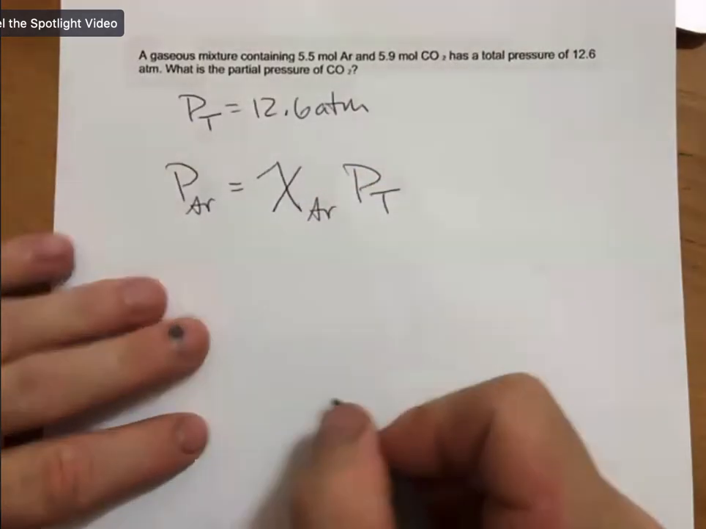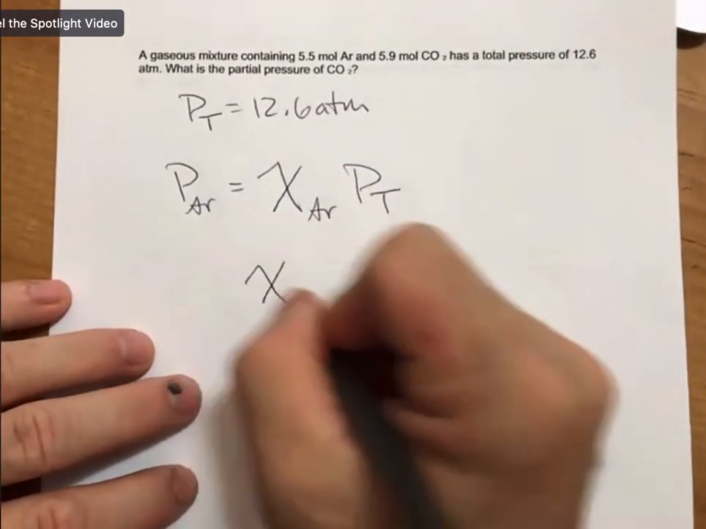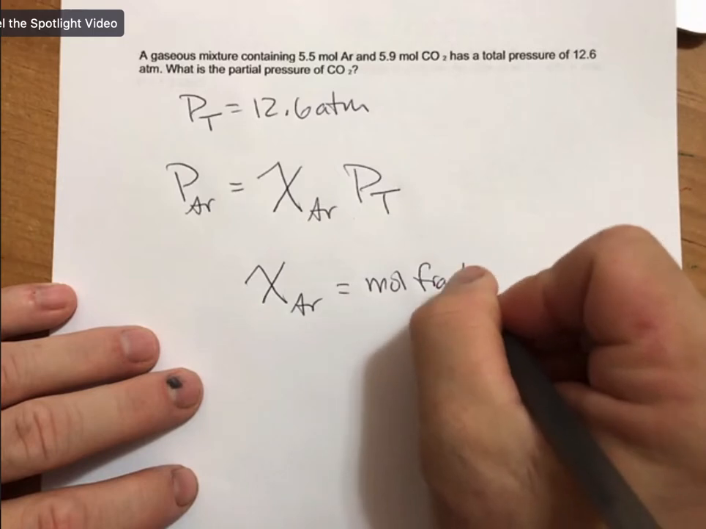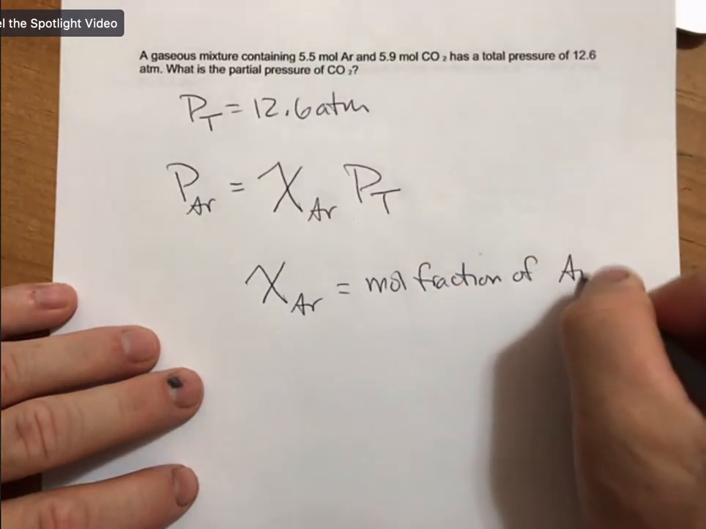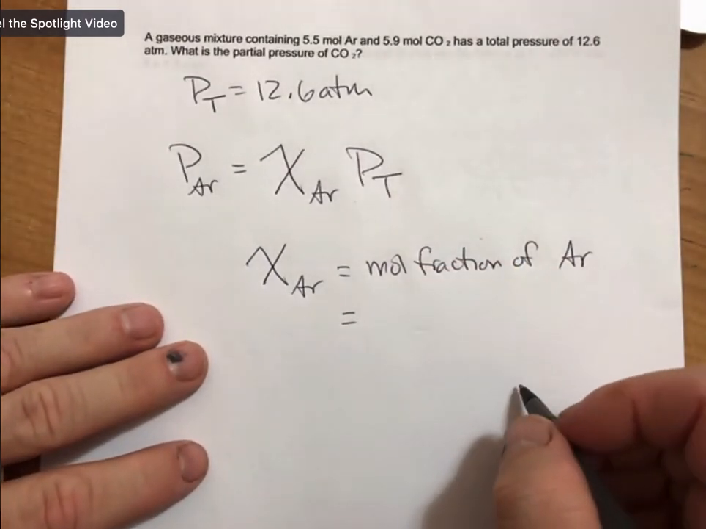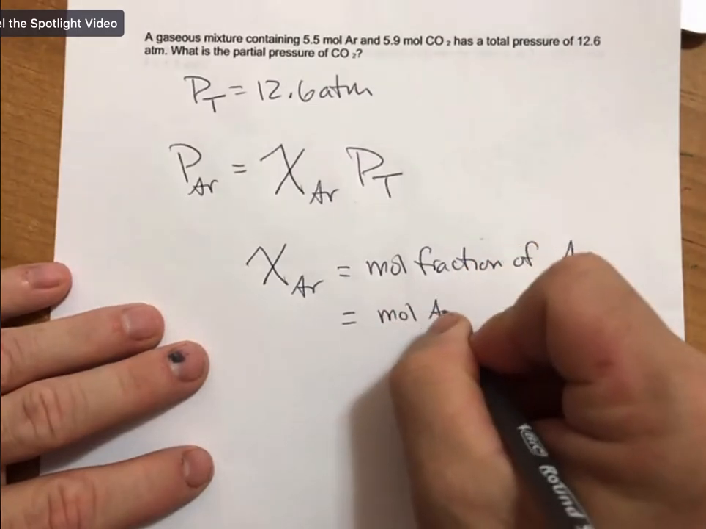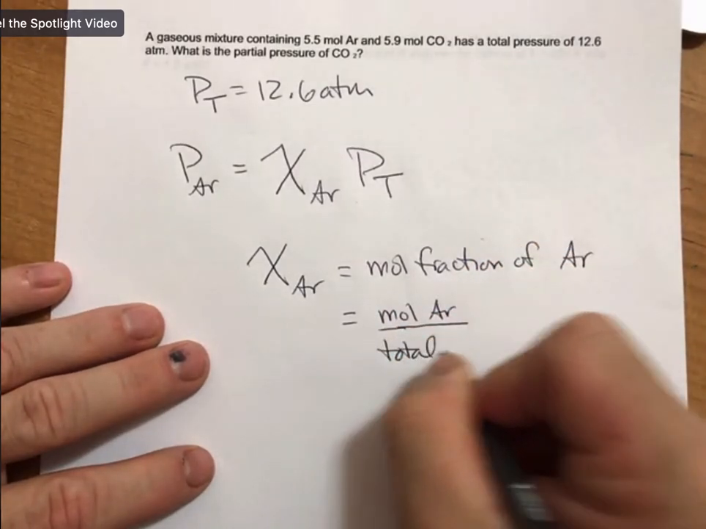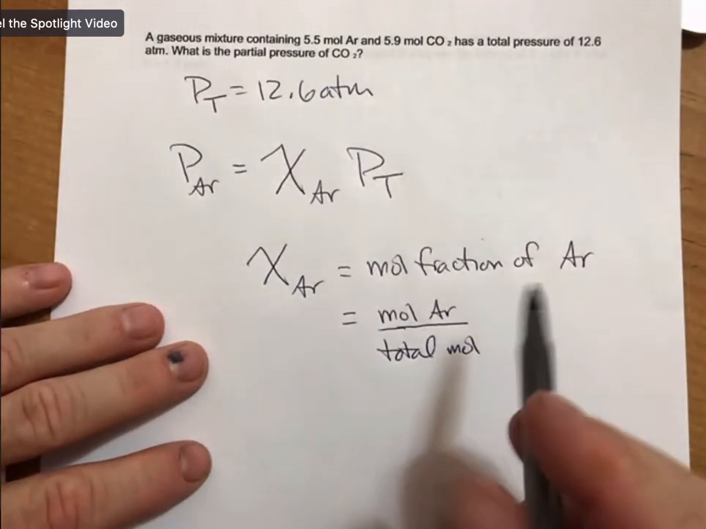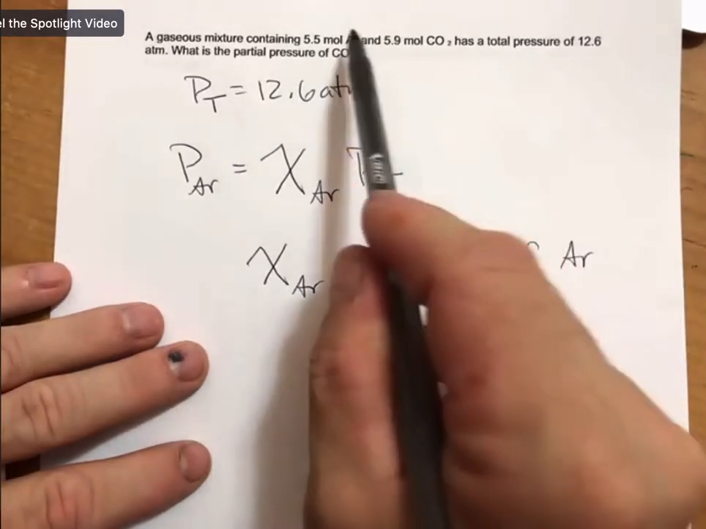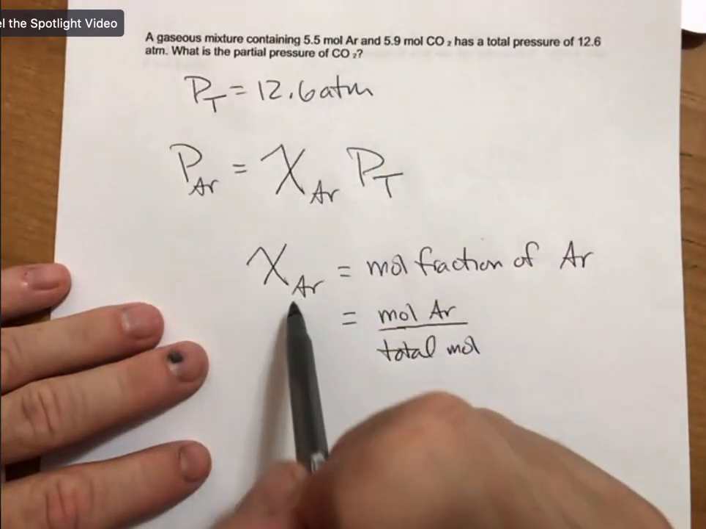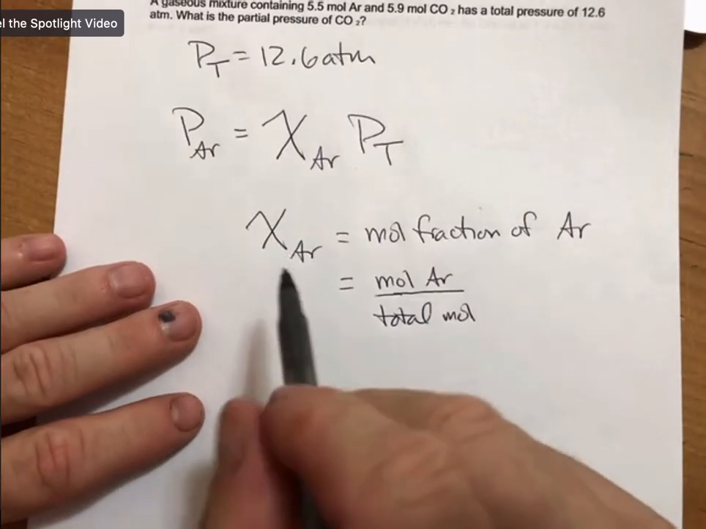times the total pressure. So let me define this. So chi argon is the mole fraction of argon. And where the mole fraction is going to be just moles of argon over total moles. And there's nothing else we can do for this problem actually, because I don't have a volume, I don't have a temperature, I can't use the ideal gas law, so we're going to have to use the mole fractions. But that's not too bad.